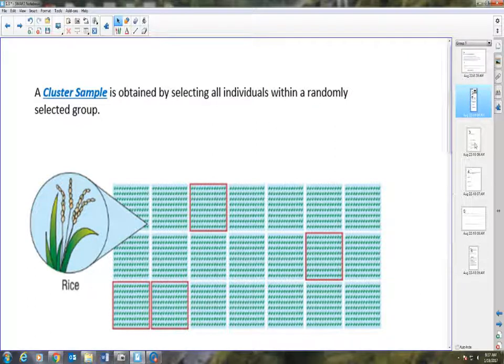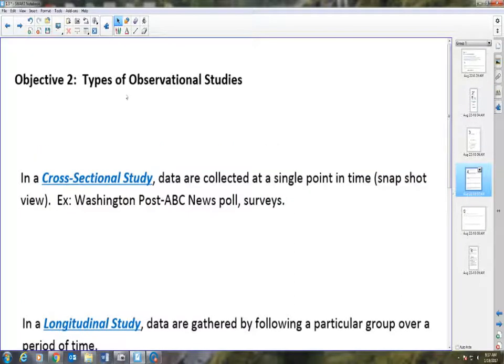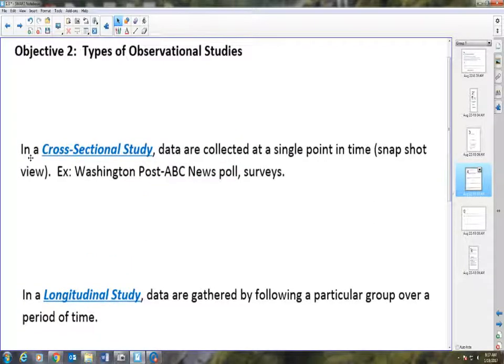All right. Let's take a look at what is so-called the observational study. What we just talked about is called a sampling technique or sampling method. This is observational study. Under the types of observational study, we got several different types. One of them is called a cross-sectional study, where the data are collected at a single point in time. It's a snapshot view, so that means anything like a Washington Post or ABC poll, different types of surveys. It's just that one-time study. That's it, one-time data collection.